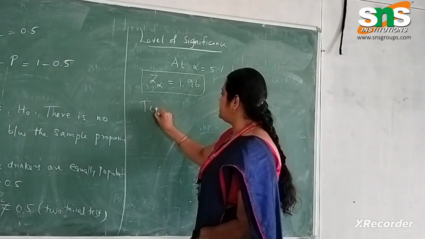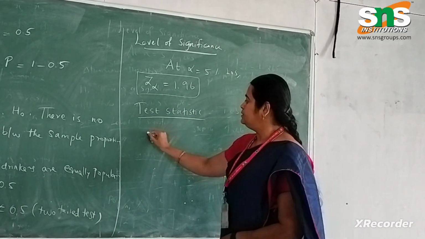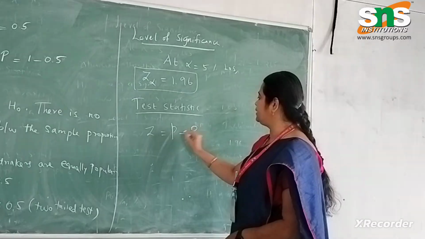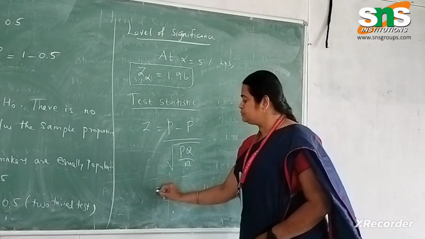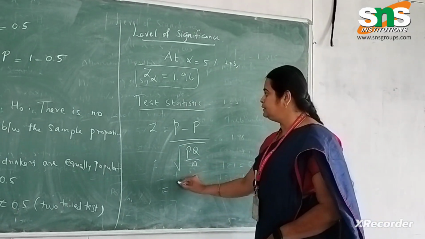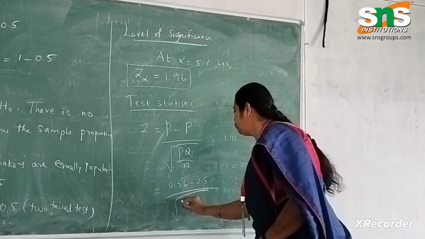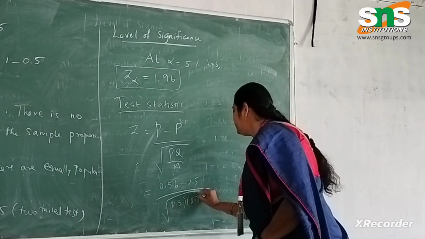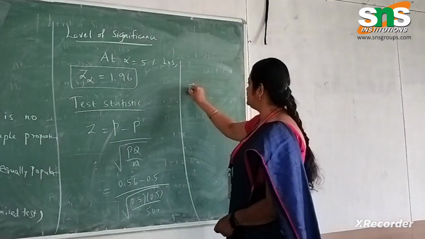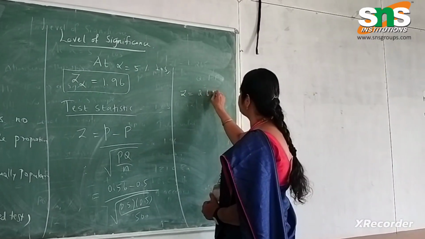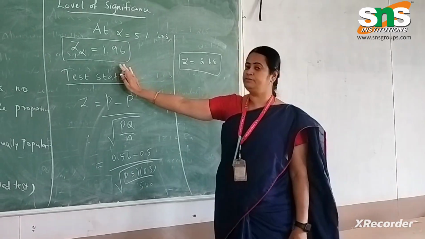Next, let us write the test statistic. We have to write down the formula and calculate the value of Z. Z is equal to small p minus capital P divided by root of PQ by n, which is equal to, substituting all the values, small p is 0.56 minus 0.5 divided by root of 0.5 into 0.5 divided by n, whose value is 500. So the answer for Z is equal to 2.68.